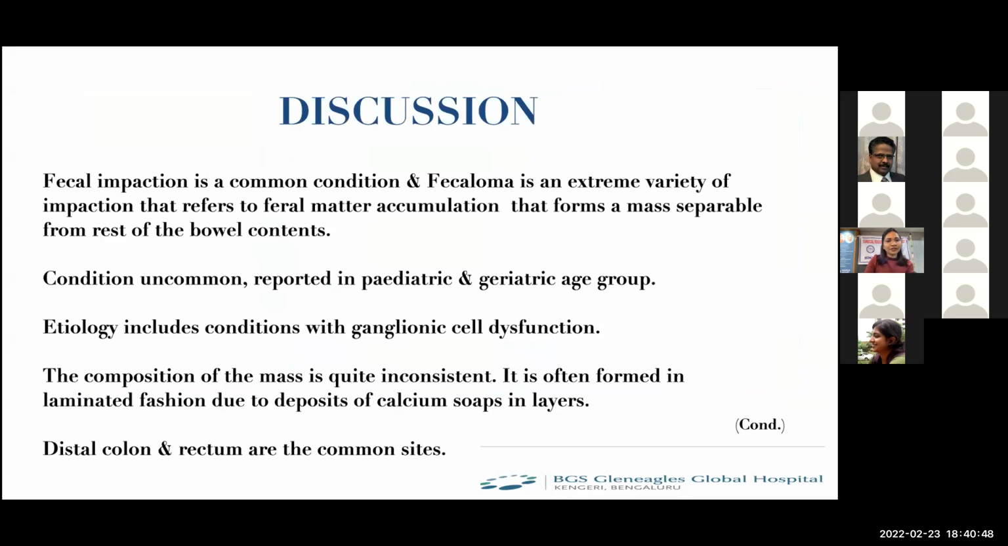As informed earlier, fecaloma is an extreme variety of impaction due to accumulation of feces. The mass is separable from the rest of the bowel contents. It is not an uncommon condition as such, but it is underreported. It is most commonly seen in the pediatric and geriatric age groups. It is due to absence of ganglionic cells in the distal colon and rectum. The composition of the mass is quite inconsistent. It is often formed in a laminated fashion due to deposits of calcium salts.